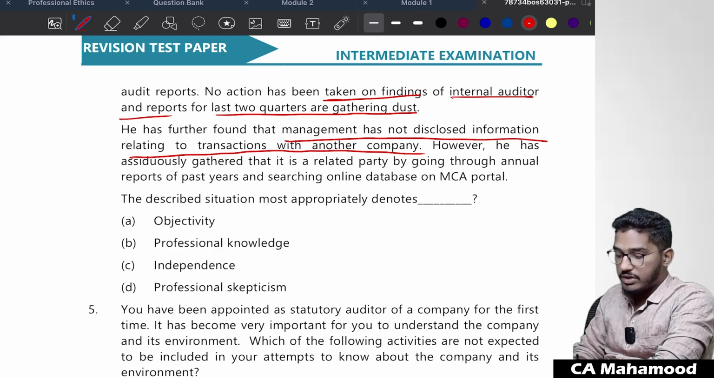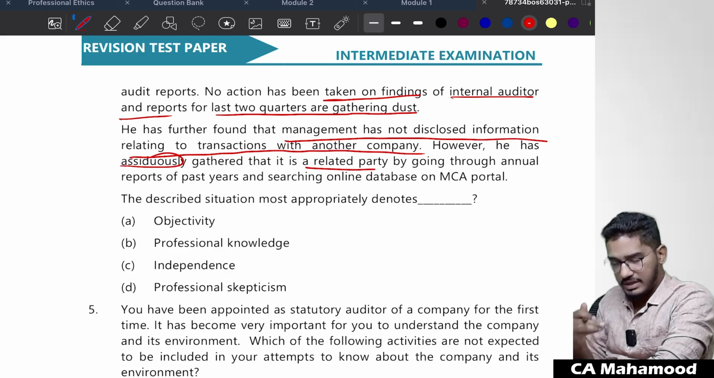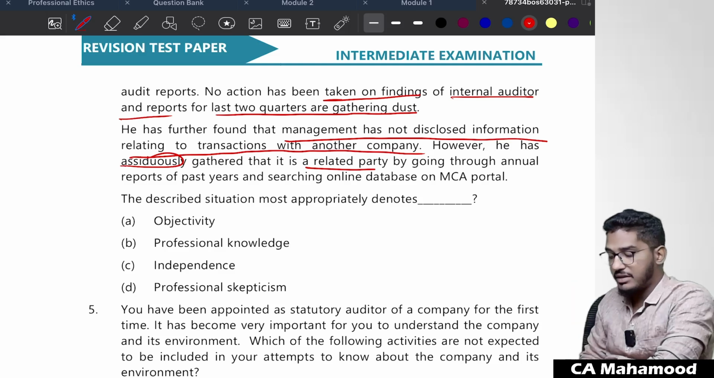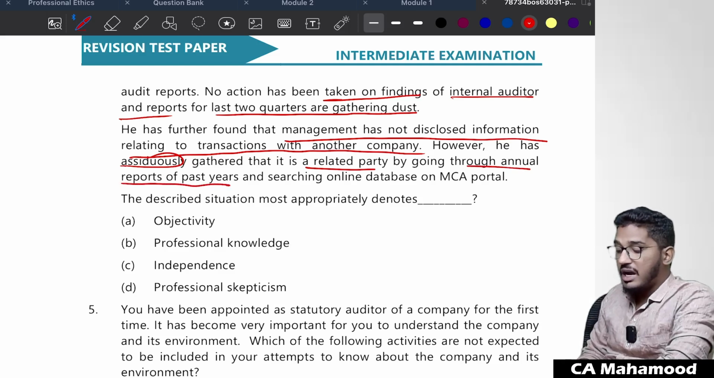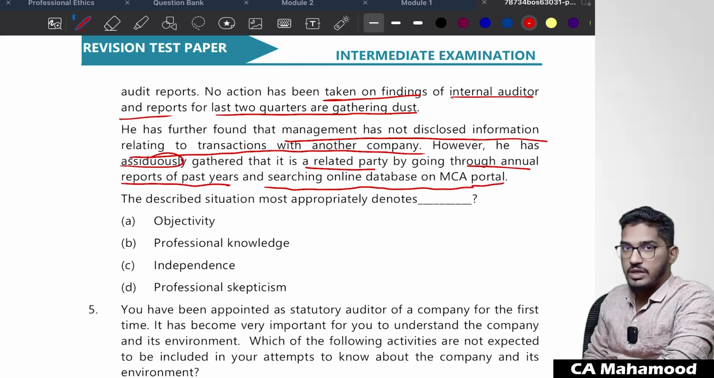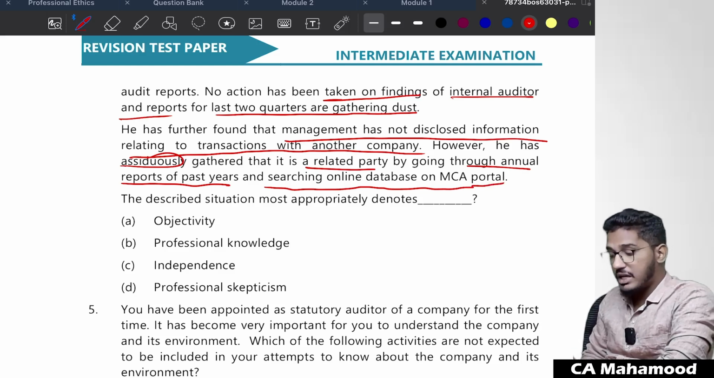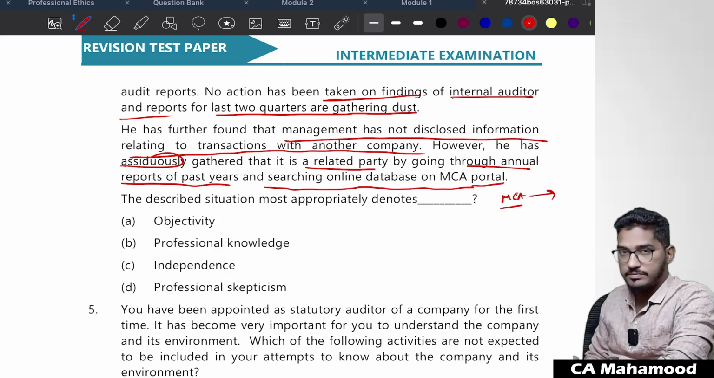However, he has assiduously gathered that it is a related party. Assiduously means he did an in-depth analysis and gathered that it is a related party by going through annual reports of the past years, and he has even searched the online database on the MCA portal. Just because management is not providing information, he did not stop there to get the information. He went through the MCA portal and found the details.